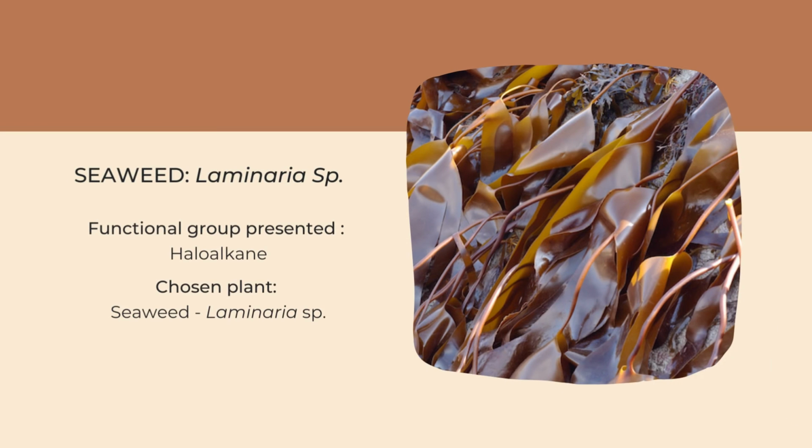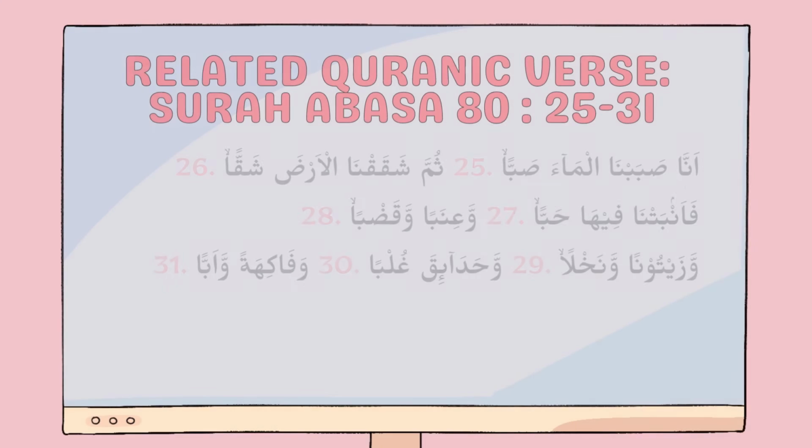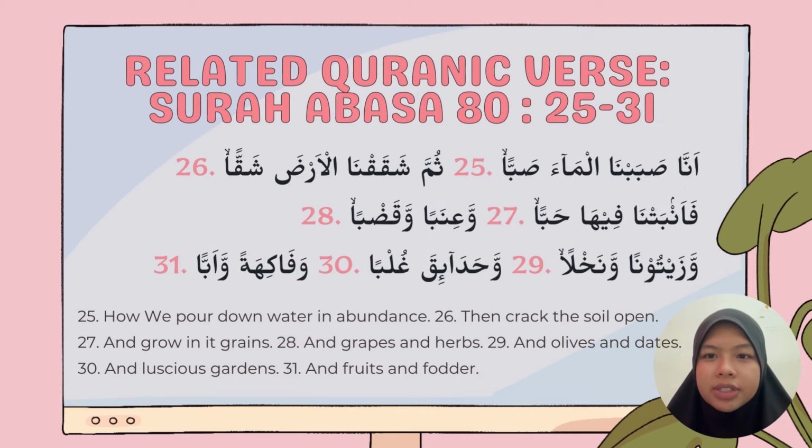So now I'm going to explain task 2. For task 2, we have to find a plant or fruit that's related to our functional group, which is haloalkane, and the plant or fruit must be mentioned in the Quran. So the plant that we chose is seaweed, or to be specific, the Laminaria species. Seaweed is mentioned in Surah Abasa, verse 25 to 31 as follows.